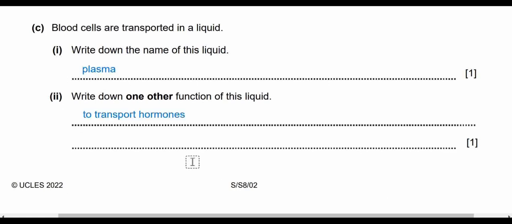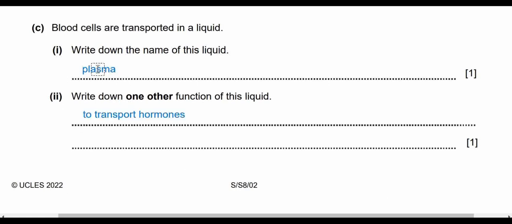Next question. Now we are in question 1C. Blood cells are transported in a liquid. Write down the name of this liquid. Write down one other function of this liquid. 10 seconds. 10, 9, 8, 7, 6, 5, 4, 3, 2, 1. Alright, let's open up the answer.